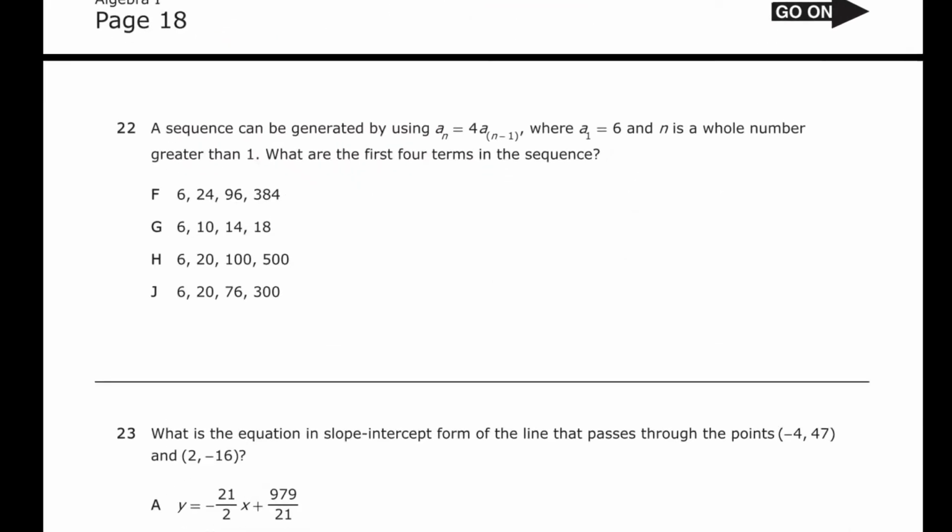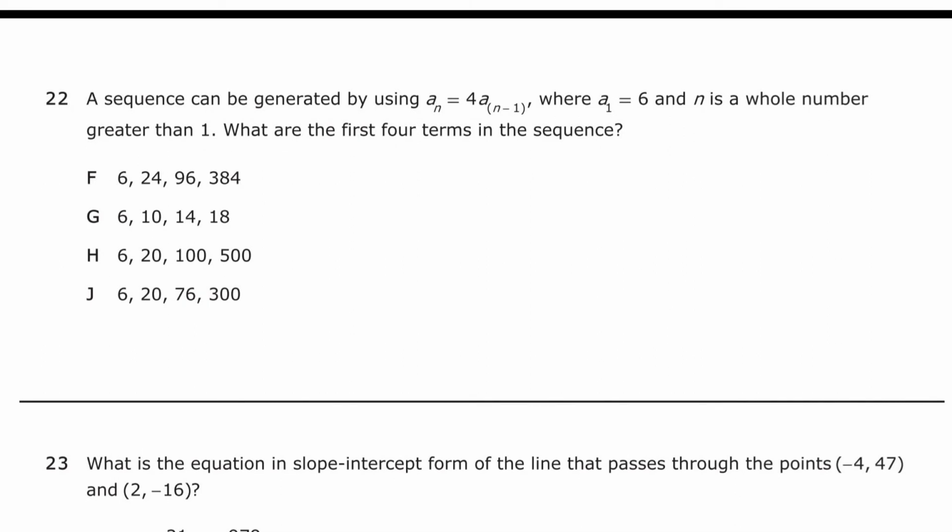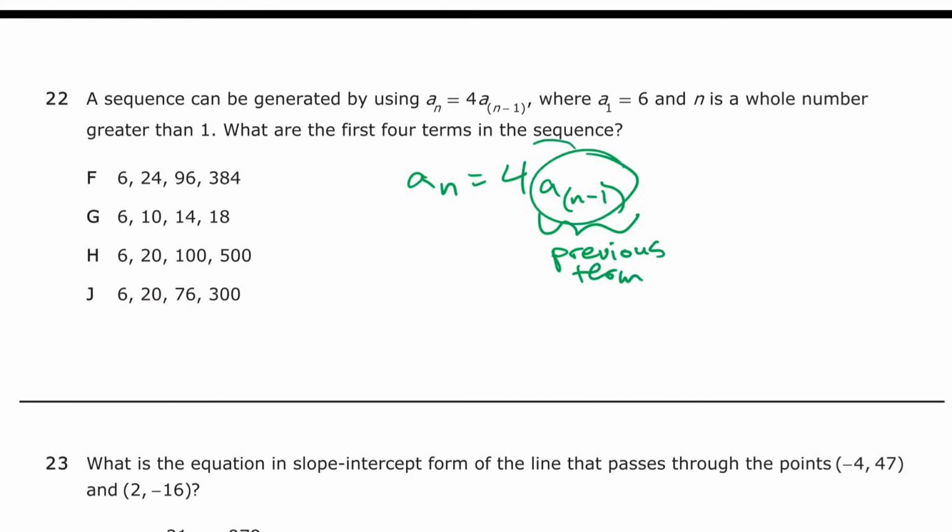All right, the next is talking about a sequence. This is a recursive formula. The long and the short of it is a sub n equals 4 times a sub n minus 1. And all this a sub n minus 1 means is just the previous term. So you take whatever your previous term was and you multiply it times 4. That will give you the next term, a sub n.